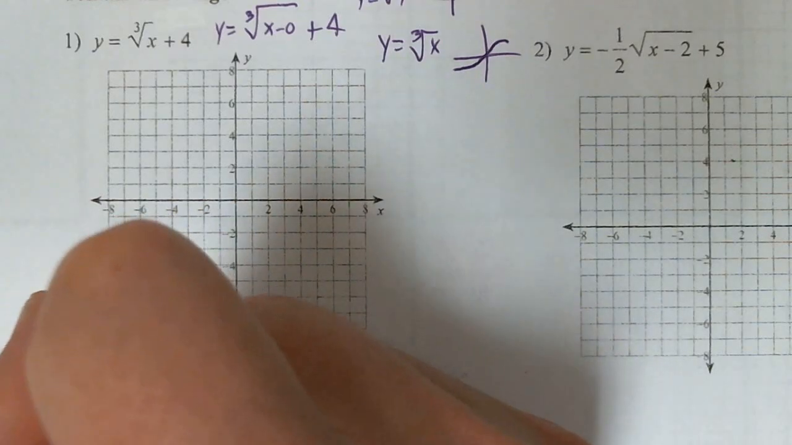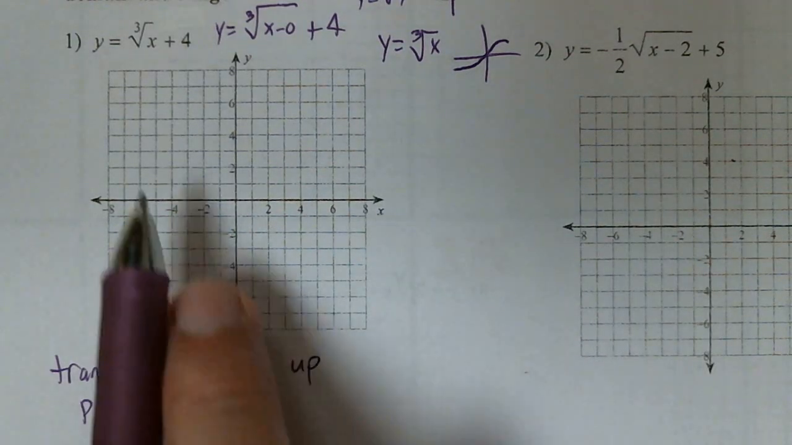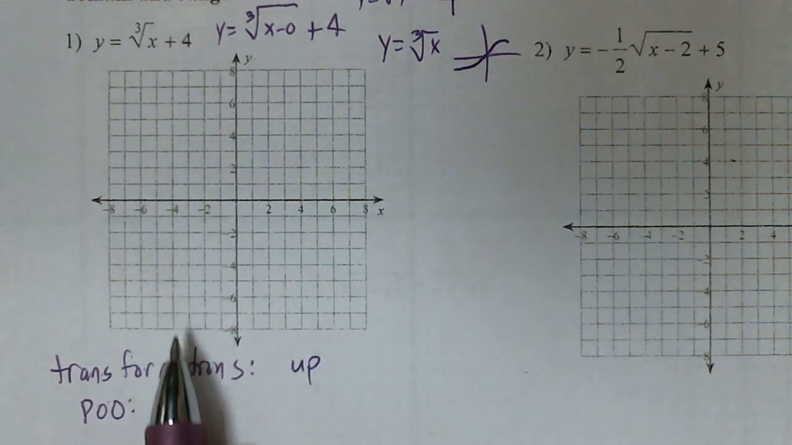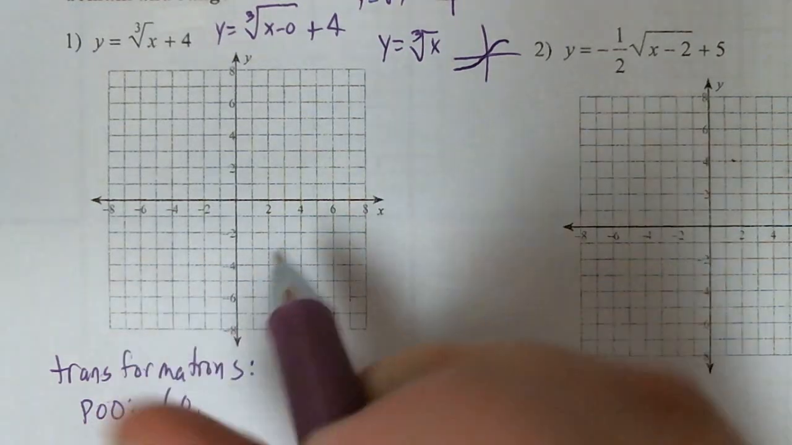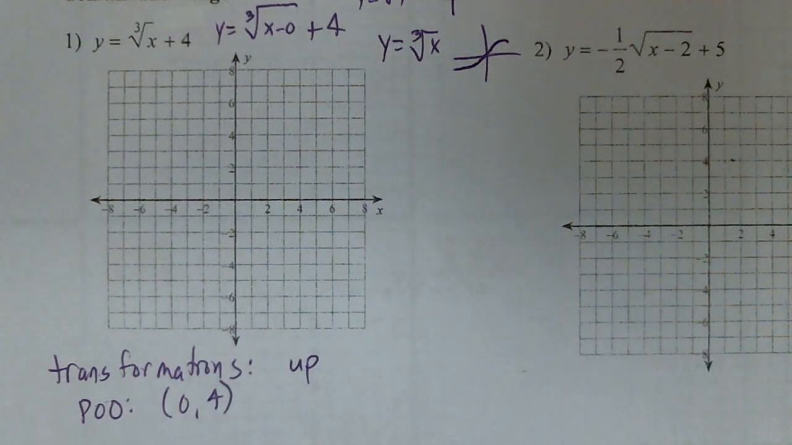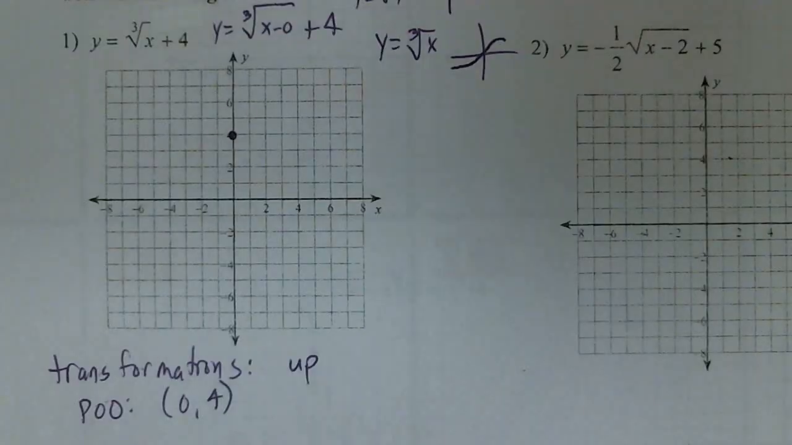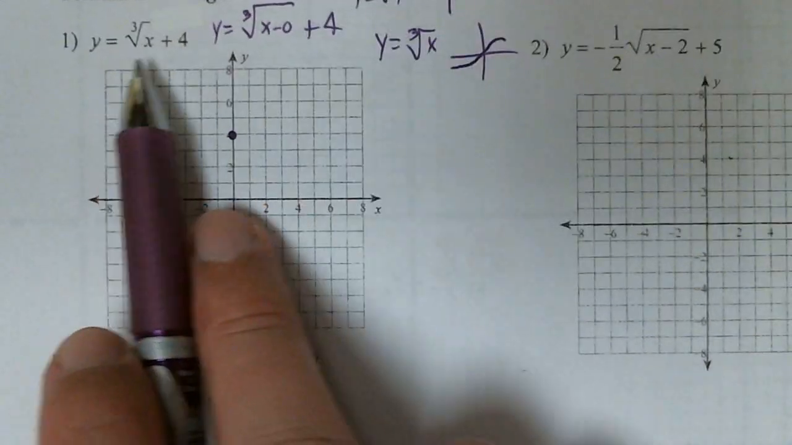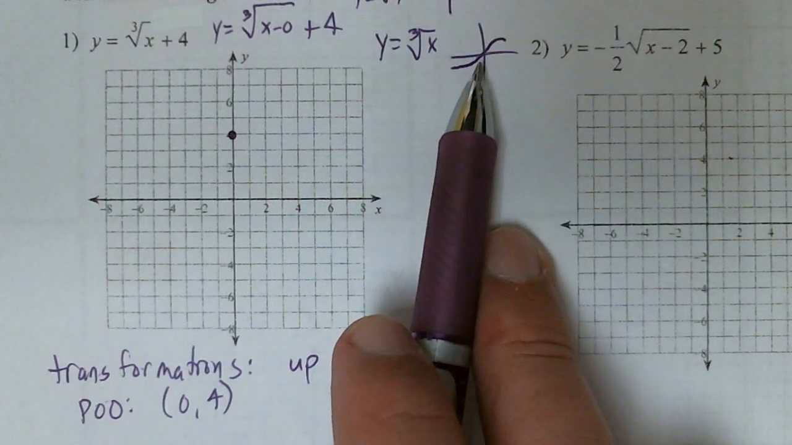All right, and what is my poo, my point of origin? There's nothing inside the radical, so my h value is 0. So that's going to be 0 comma my k value, 0 comma 4. Let's go ahead and plot that: 0 and then up 4. That's where my graph is going to start. And I'm thinking to myself, this is cube root, so this is a snake, right?